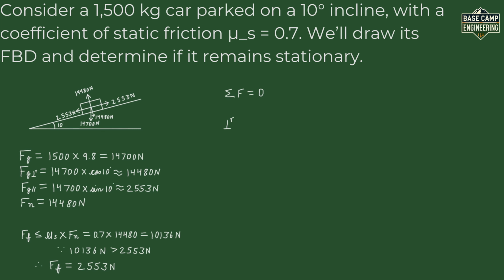Check sigma F equals 0. Perpendicular: 14,480 newtons down plus 14,480 newtons up equals 0. Parallel: 2,553 newtons down plus 2,553 newtons up equals 0. The car is in static equilibrium, a critical insight for automotive design, ensuring stability on slopes without slippage.